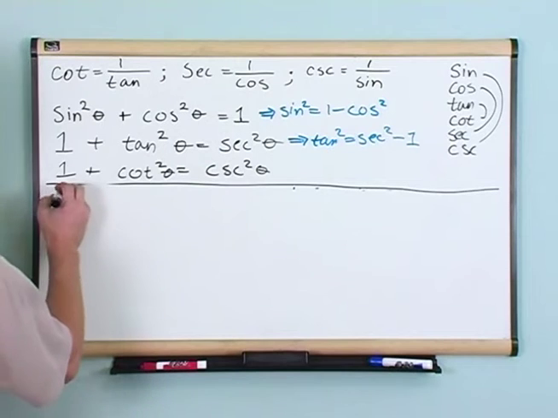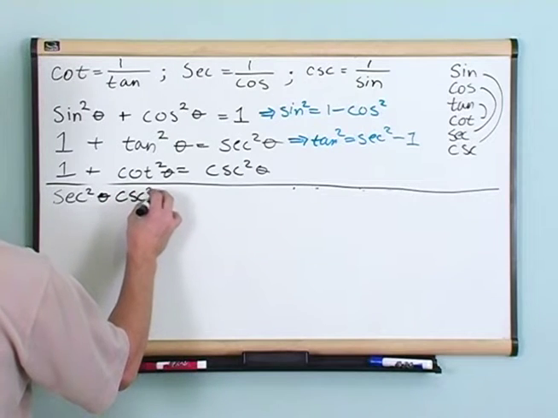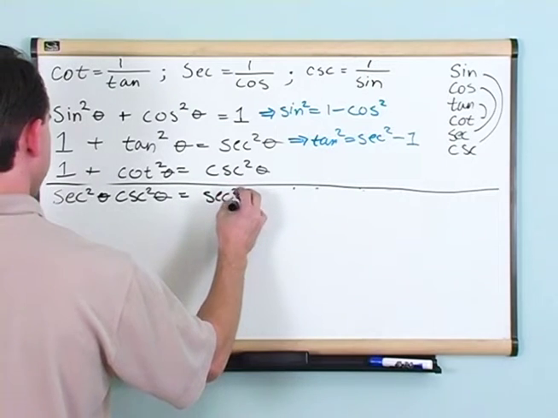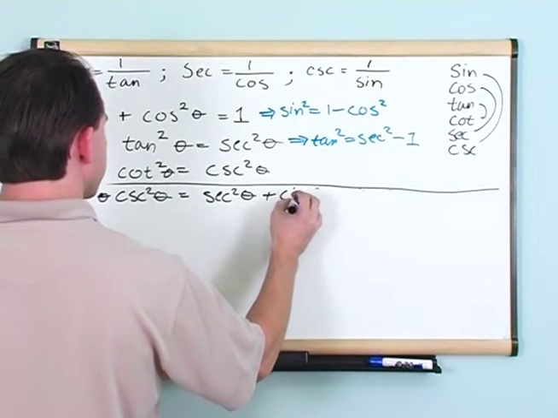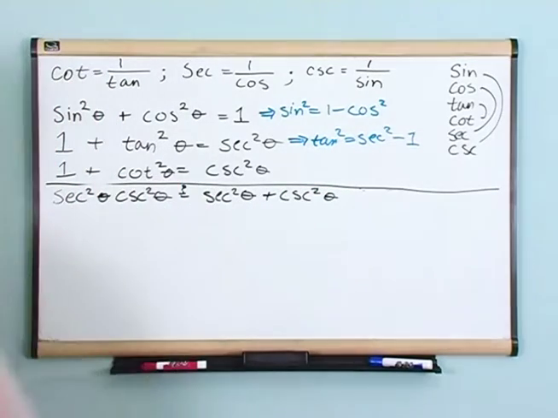What if I had secant squared theta times cosecant squared theta equals secant squared theta plus cosecant squared theta? And I'm asking myself, is this true? So I'll put a question mark there. Is that quantity true? Again, just looking at this, you're like, well, where do I begin? Well, my advice to you would be, don't be afraid to roll up your sleeves and get your hands dirty with this.